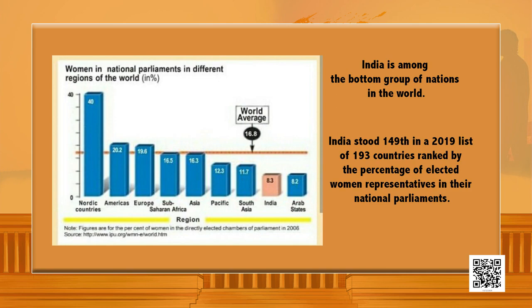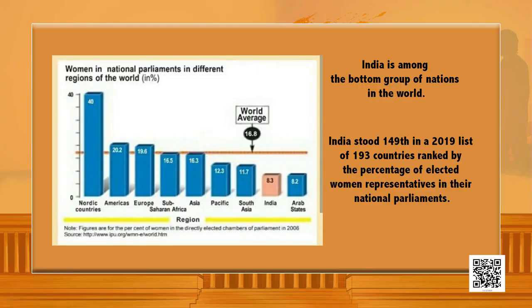These numbers are abysmal. India is behind the averages for several developing countries of Africa and Latin America. India stood 149th in a 2019 list of 193 countries ranked by the percentage of elected women representatives in their national parliaments. In the government, cabinets are largely all male, even when a woman becomes the chief minister or the prime minister. While we have had a woman prime minister, a woman president, a woman external affairs minister, a woman defense minister, and now a woman finance minister, we have largely had a gender non-inclusive legislature.